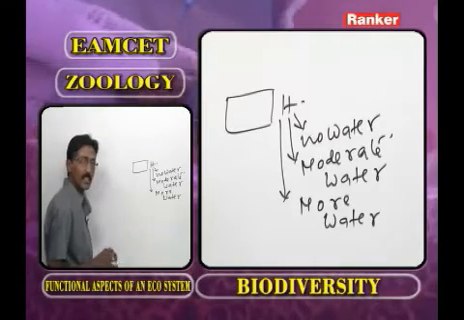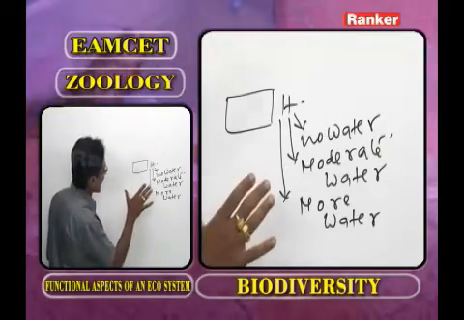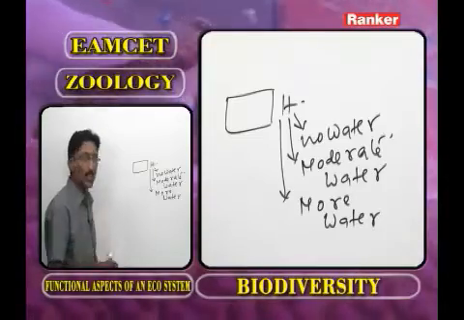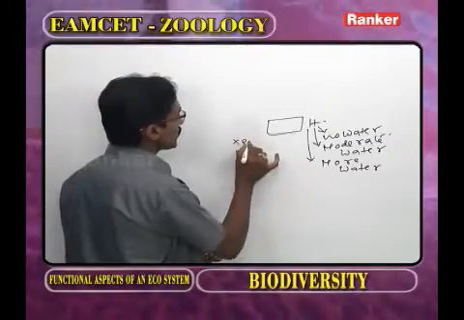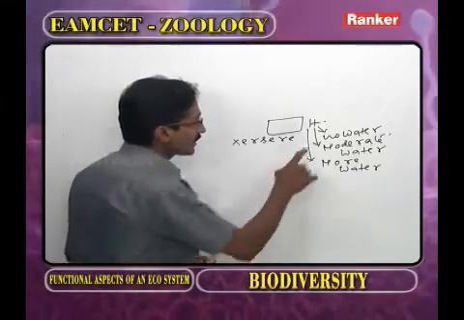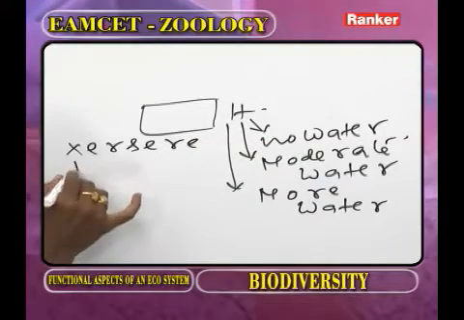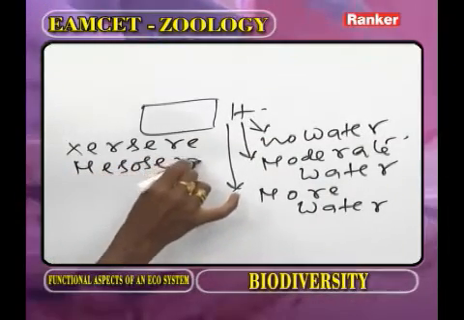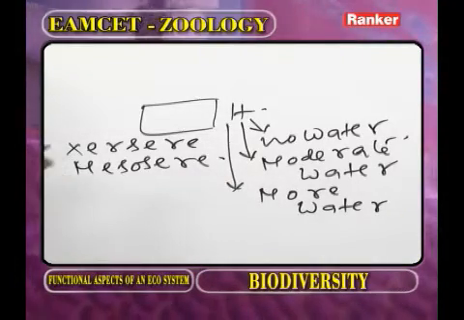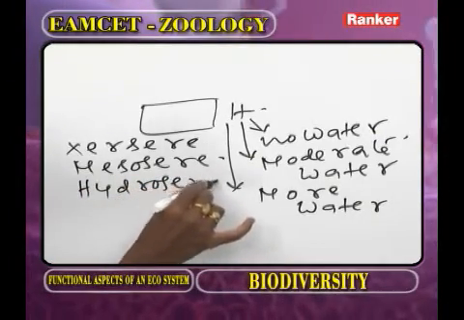What is meant by succession? Gradual, orderly changes occurring in a habitat. Now in this habitat, in the beginning, there is no water. That we call xerosphere. Now slowly what changes are observed? In this habitat, a moderate amount of water is present. That we call mesosphere. Finally, what type of climax community? In this habitat, more water is present. That we call hydrosphere.